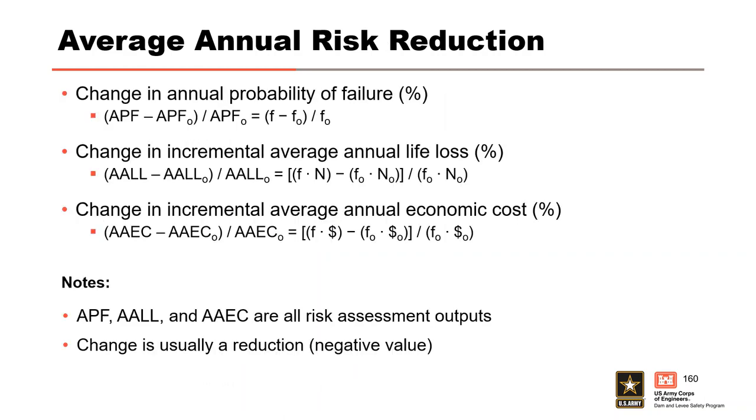To evaluate the risk reduction, we can look at the change in the risk assessment outputs of annual probability of failure, the incremental average annual life loss, and the incremental average annual economic cost. The change can be presented as a percentage by looking at the change from the original condition and dividing by the original condition. The change will typically be negative because the risk reduction measures being evaluated should hopefully reduce the risk. Because the changes in annual probability of failure, incremental average annual life loss, and incremental average annual economic cost that are associated with a measure or plan can be orders of magnitude, it is helpful to report the order of magnitude change, which can be calculated as the difference in the logarithms of the values.